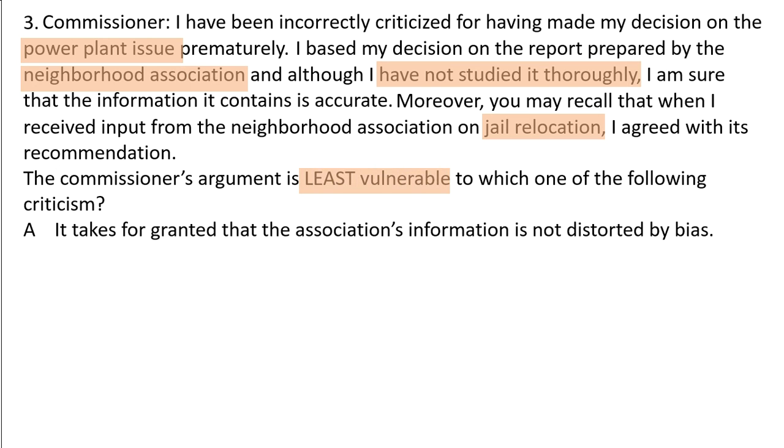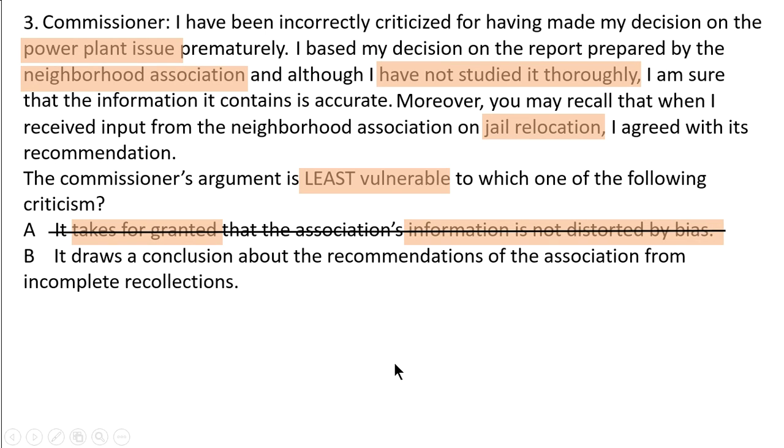Option A, it takes for granted that the association's information is not distorted by bias. Here it says that the commissioner is taking for granted that the information is not biased, which is a criticism of the commissioner's argument. Because he's taking for granted that the information is not distorted by bias, it is eliminated.